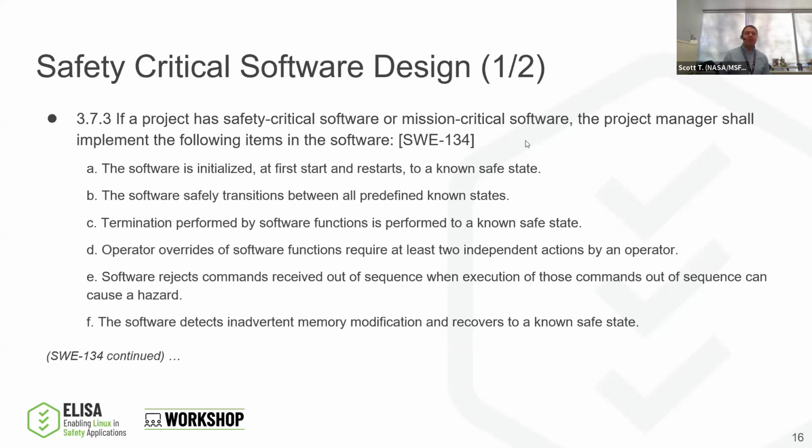As I'm talking about this, if we have safety critical software and you're configuring it, the software is initialized, and it needs to start and restart at a known safe state. That's going to be one of the main things. So you're going to have to configure the Linux kernel and configure your system. It can be a combination, which is going to open up different aspects. You're going to need the software to safely transition between all predefined known states. As it's skipping through, we want it to be very knowledgeable. You want to have somebody know that you're skipping through all of them and going to a known state.